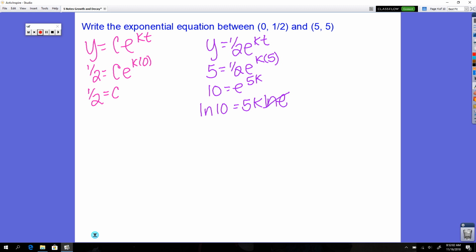We know the ln of e is 1. So k is 1/5 ln of 10. And now I can put these two things together and write my equation. So y equals 1/2 e^((1/5 ln 10) t).